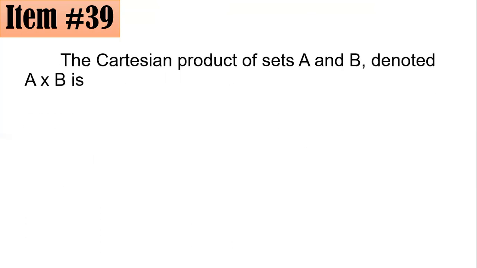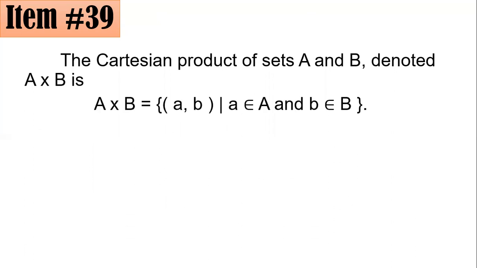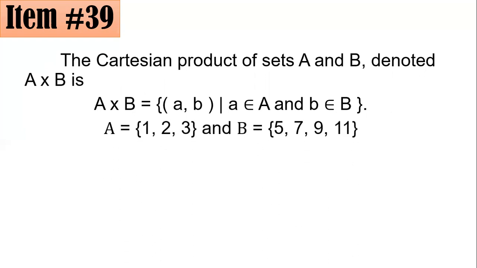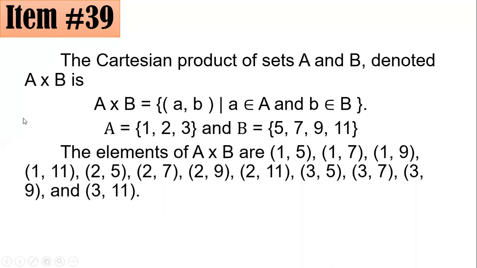When we speak about the Cartesian product of two sets A and B, denoted by A cross B, it is the set of all ordered pairs (a, b), where a is taken from the first set and b is taken from the second set. So it's simply noting all the possible ordered pairs. If we have A cross B, 1 could be paired with 5, with 7, with 9, and with 11. So we have these ordered pairs so far: (1, 5), (1, 7), (1, 9), (1, 11).